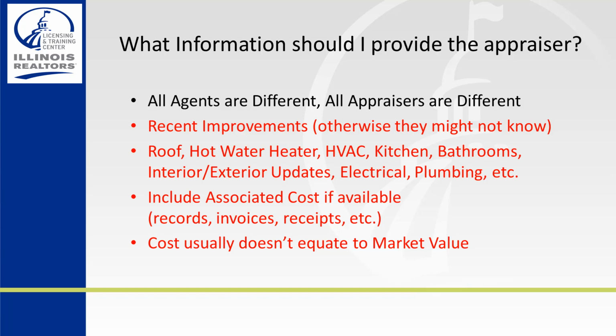Certainly things like roofs, furnaces, hot water heaters. If you've done an updated or remodeled kitchen, the appraiser should see that. The same thing in the bathrooms, but it still doesn't hurt to provide them with a list. And included in that list, I would even suggest, if your homeowner has a record of what those things cost, provide it to the appraiser. It can't hurt.